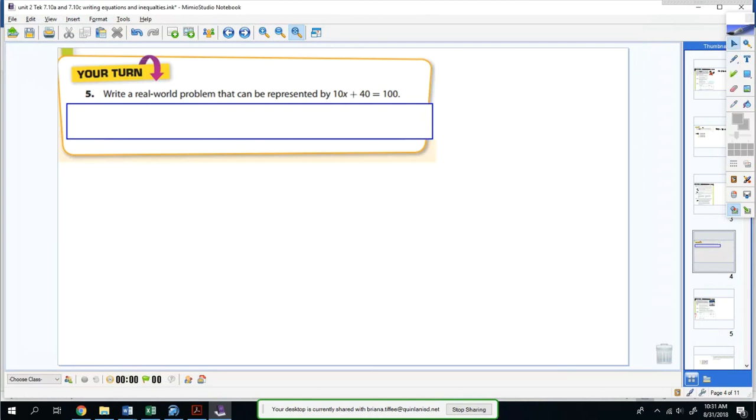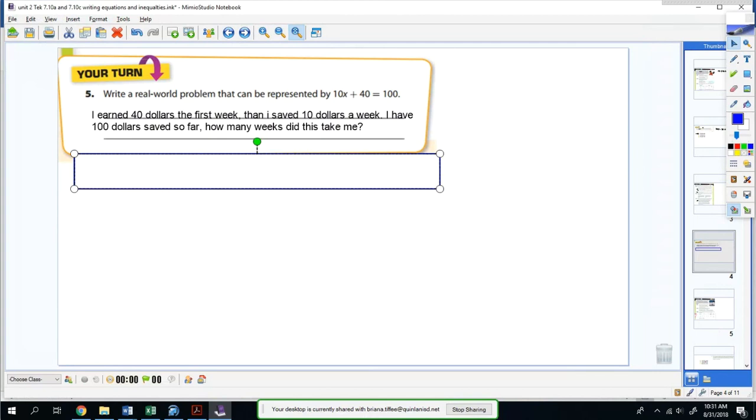All right, so the word problem I wrote is: I earned $40 the first week. Okay, so that's my one-time fee, $40. Then save $10 a week. So there's my 10x. I have $100 saved so far. How many weeks did this take me? So that's 10x plus 40 equals 100. Okay, again, it doesn't have to be a really long word problem. Okay, that's how you write word problems and equations from word problems.